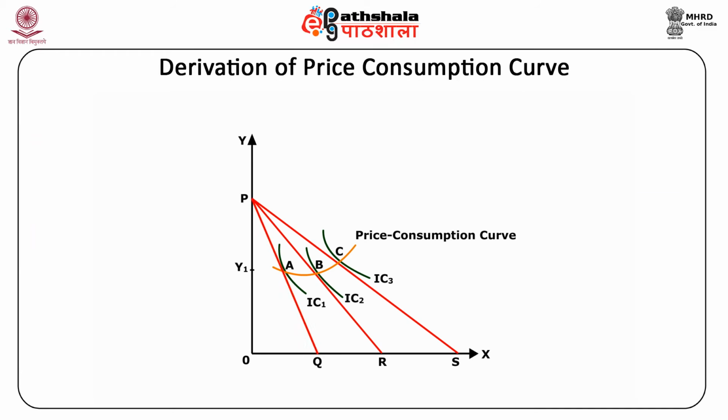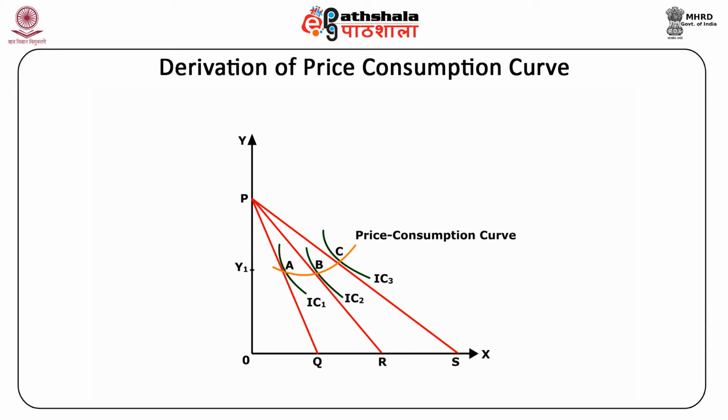In the figure, PQ indicates the budget line for a given income level M1 and given prices of commodities X and Y. The consumer is in equilibrium at point A when the indifference curve IC1 is tangent to the budget line PQ. At A, the consumer purchases OX1 of commodity X and OY1 of commodity Y. Now, suppose the price of good X falls, ceteris paribus, that is, income and price of the other commodity remaining constant. As a result, the budget line swivels from PQ to PR. The consumer moves to a new equilibrium B on a higher indifference curve IC2.